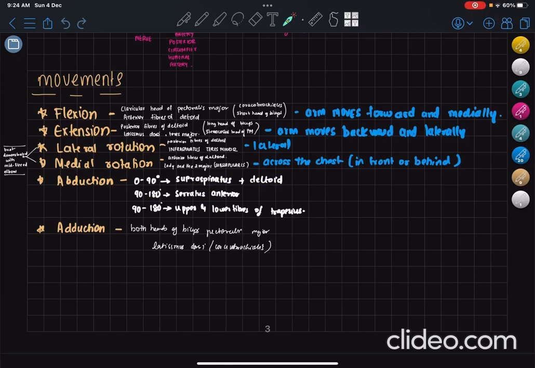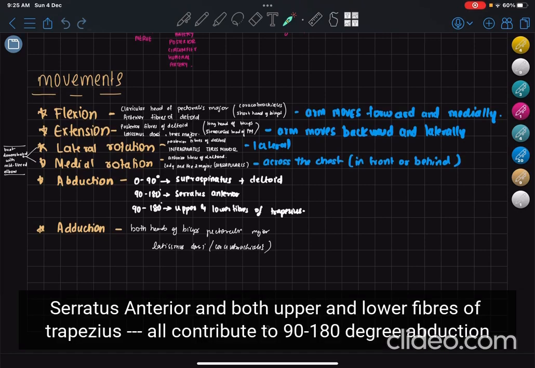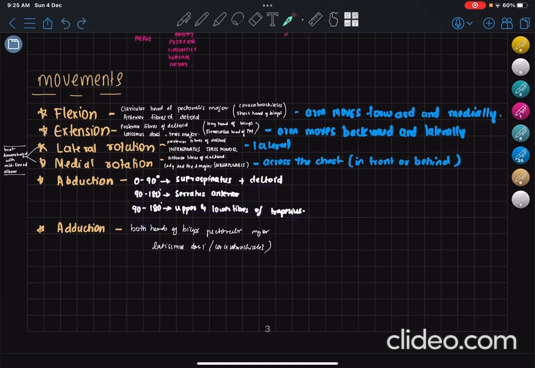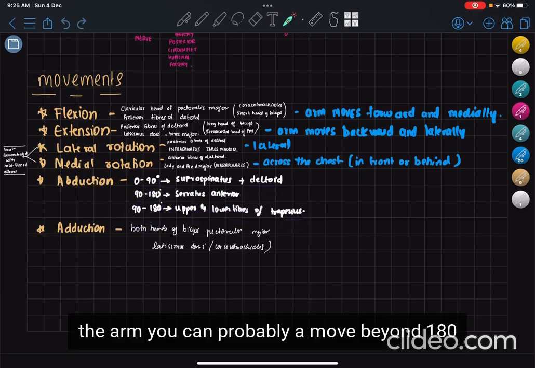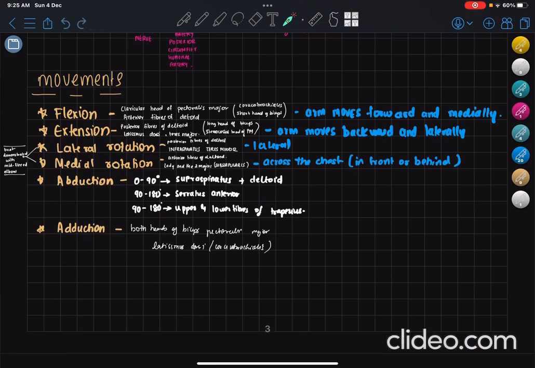But after that, it cannot be 90 to 180 again, right? Okay, so the point is both serratus anterior and the upper and lower fibers of trapezius all contribute towards 90 to 180 degree abduction of the shoulder joint. And remember, it's the shoulder joint, it's not the arm. The arm you can probably move after 180 degrees also, but the shoulder won't move much. And that is abduction, right?